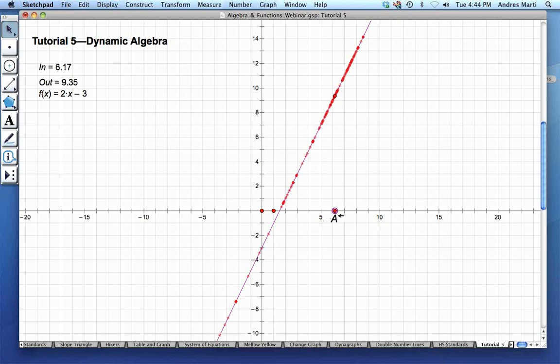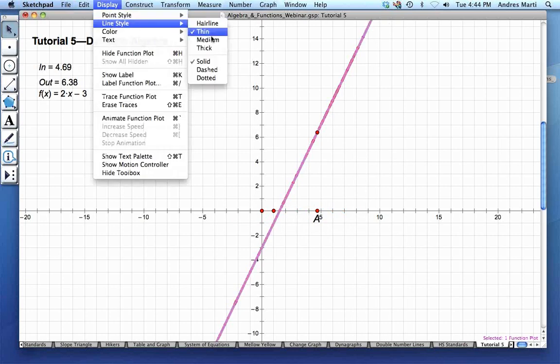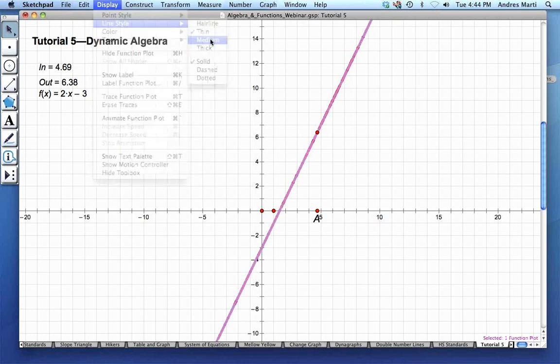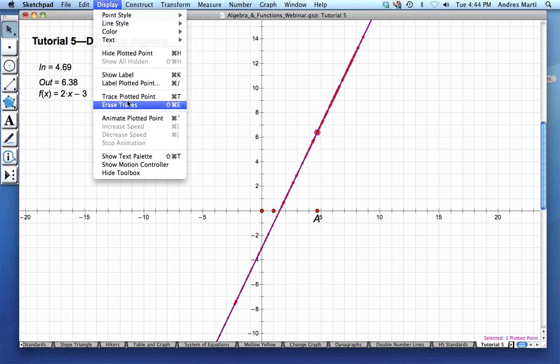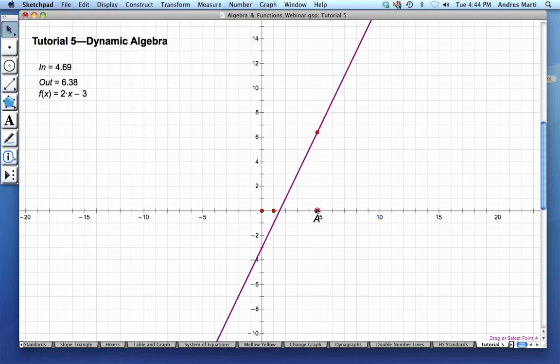And you can see that line really represents all the possible traces that I could make. I'm going to make this line a little thicker. And I'm going to go ahead and stop erasing. And I'll go ahead and erase the traces I already made. And you can see at this point stays on the line.